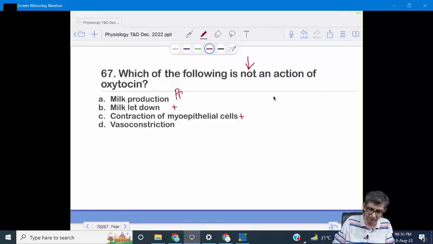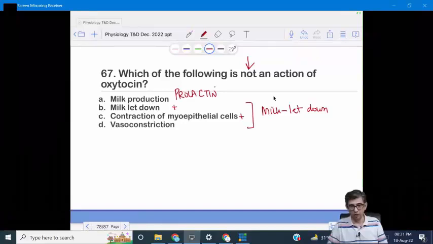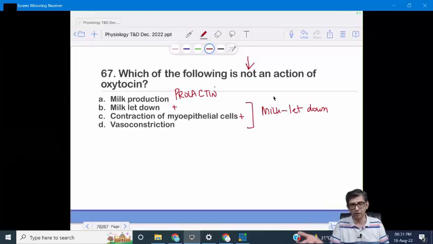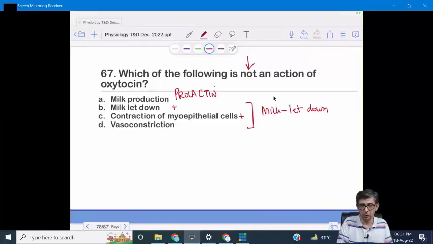One is milk production, that is galactopoiesis, which is by prolactin, and second is milk letdown, which is by oxytocin. Oxytocin causes milk to flow into the mouth of the baby. Prolactin causes milk production, and apart from that, oxytocin can also cause uterine contraction as well as vasoconstriction. Excess of oxytocin can contribute to hypotension also, but usually oxytocin causes vasoconstriction.